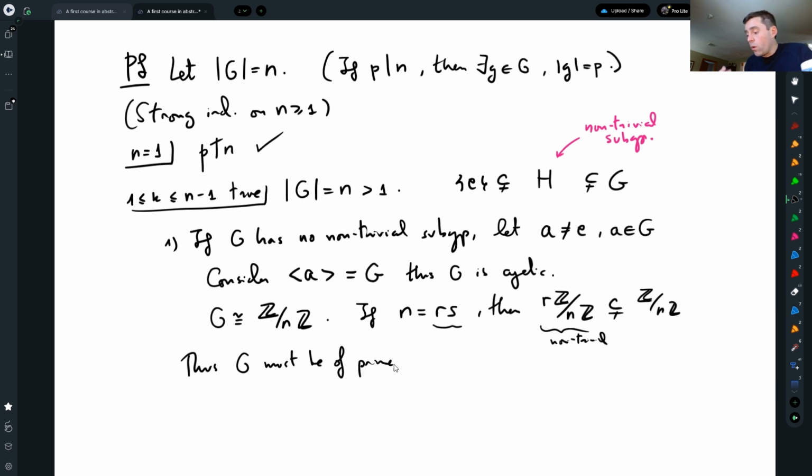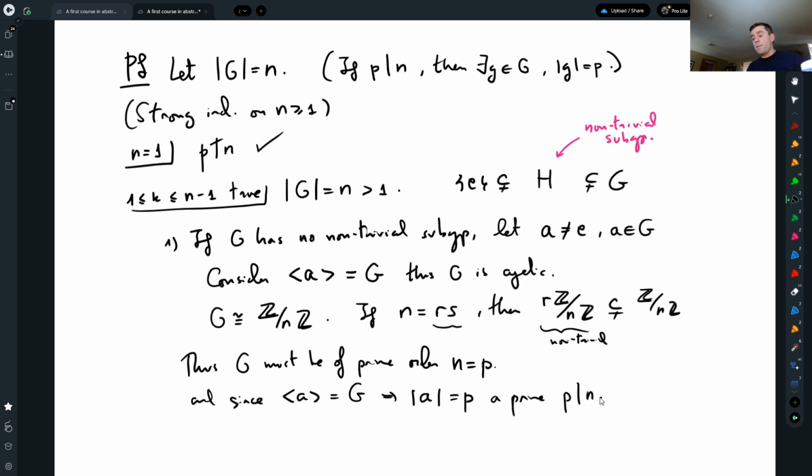If there were no non-trivial subgroups, so n itself is a prime, and since the subgroup generated by A is all of G, that implies that the order of A is P, a prime, with P dividing N. Therefore, in this case, every non-identity element has order P, which is the unique prime dividing the order of G. So in this case, we win.